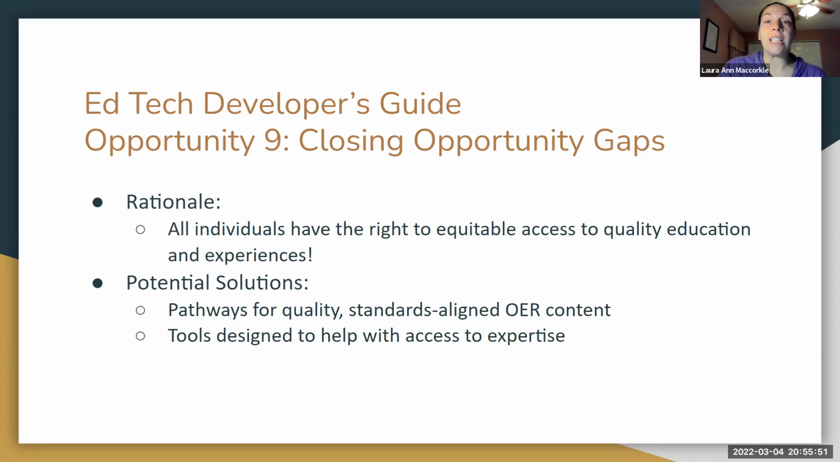The rationale of why this is a problem is that all individuals have the right to equitable access to quality education and experiences. Potential solutions would be pathways for quality, standards-aligned, open educational resource content, and tools designed to help with access to expertise. These are both areas that we included in our educational app that we'll be discussing later.